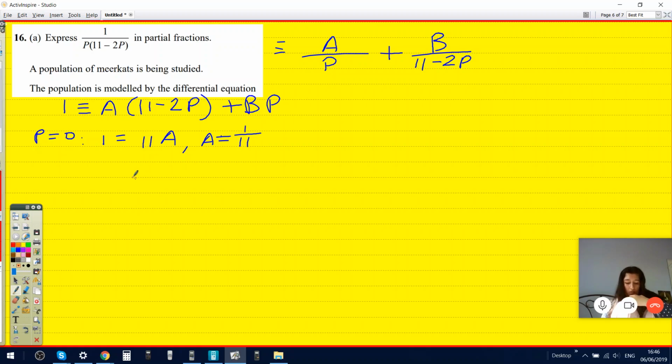If x is 0 again, or should I just do 1? If x is 1, so 11 plus b. So 1 equals 1 over 11 times 9. 1 over 11 times 9, which is 9 over 11, plus b equals 1 minus that. Not very nice numbers, but whatever. 2 over 11, b equals 2 over 11. So 9 over 11p plus 2 over 11 minus 2p. Is that right?